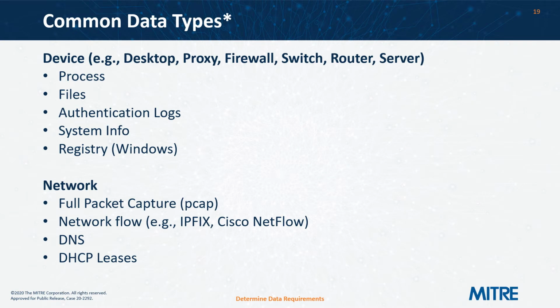For a typical enterprise network, there are some common data types available for collection. From devices such as desktops, firewalls, and routers, we could collect data about processes and files, or system and application logs. For an IP network, there are some typical data types like full packet capture and network flow.